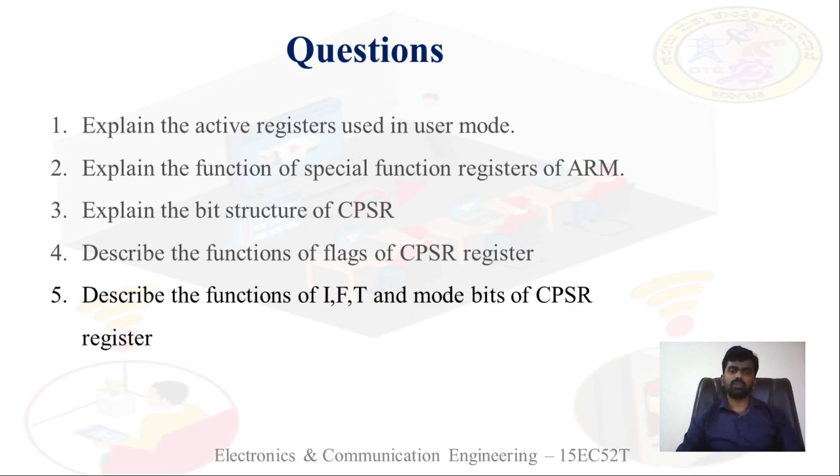Last one, describe the function of I, F, T and mode bits of CPSR. I and F are the interrupt mask bits. T is used to represent the state, whether it is in thumb state or ARM state. Mode bits select a particular processor mode. So this is a possible descriptive question.